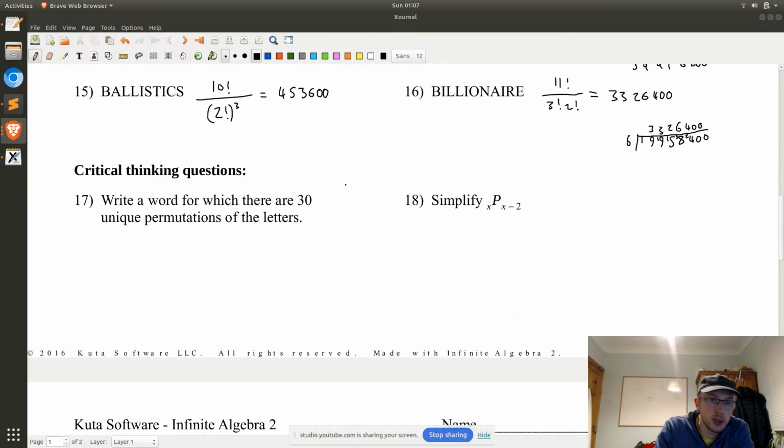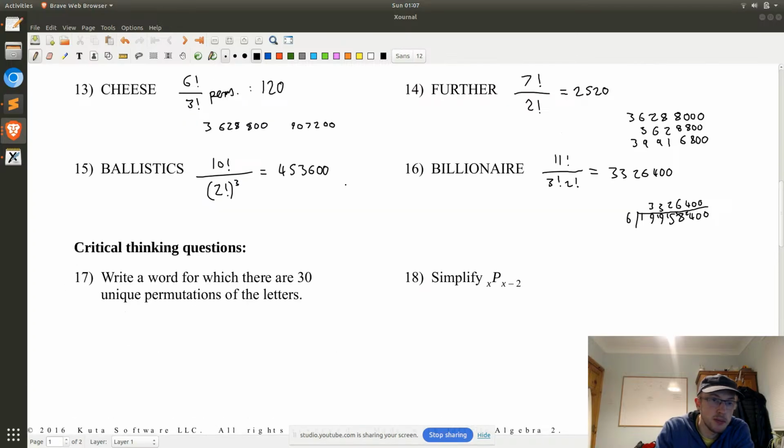Correct. Write a word for which there are 30 unique permutations of the letters. Now, to do that, what I should have is a 6-letter word, so that would give me 120 permutations. And then 2 letters which repeat, and another 2 letters which repeat, which would result in a division by 4. No, 5-letter word.